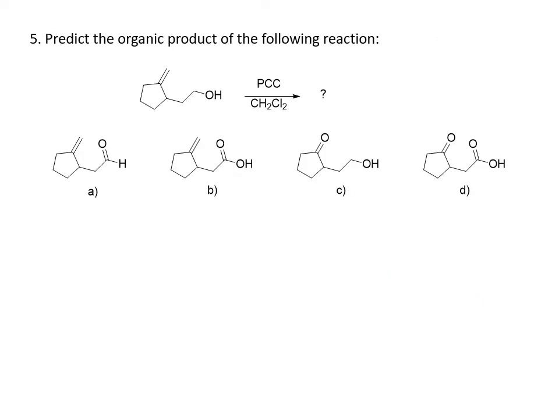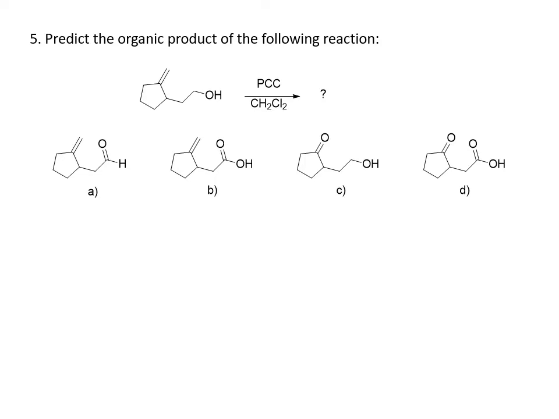Question number 5. Predict the organic product of the following reaction. And so here you have an alkene and an alcohol. So two functional groups. The reaction is with PCC in dichloromethane. So in this case, you need to know the reagent. And if you know the reagent and what it does, then this question is relatively easy. PCC stands for pyridinium chlorochromate. And that's the reagent that is used to oxidize alcohols to corresponding aldehydes, and double bonds are unaffected.